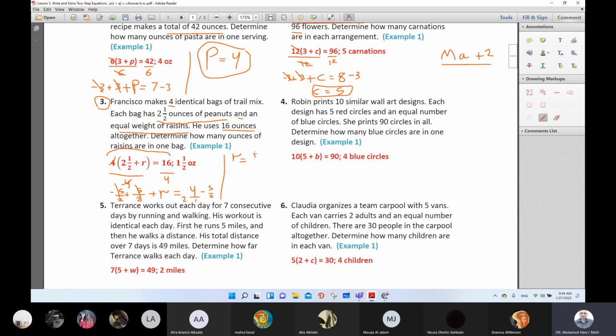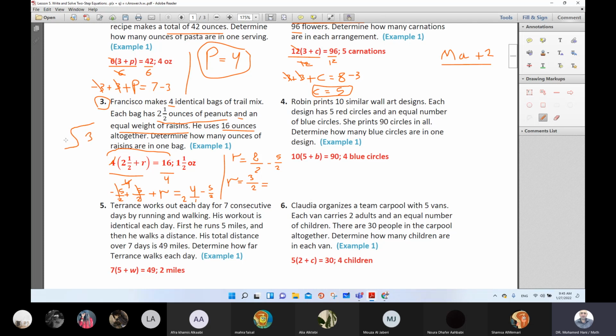2 times 4 will be 8, 2 times 1 will be 2, minus 5/2. So R equal 8 minus 5 will be 3 over the same denominator, over 2. Then you can change this fraction to a mixed number.